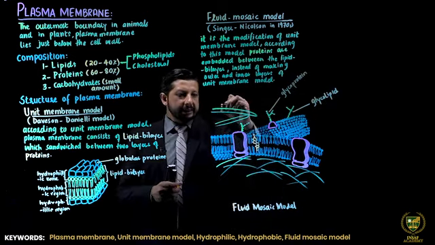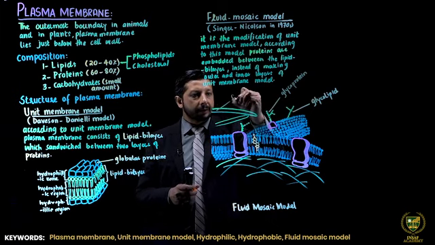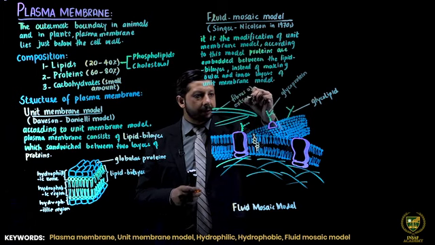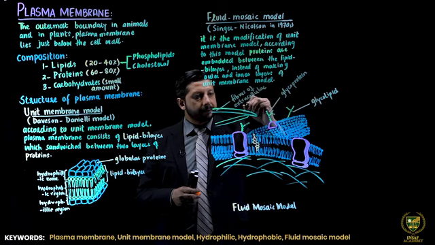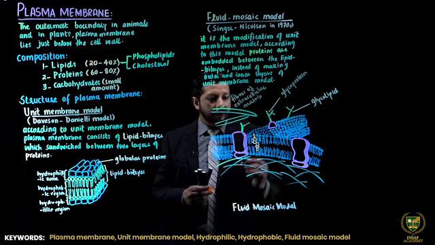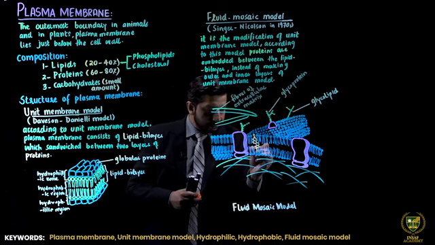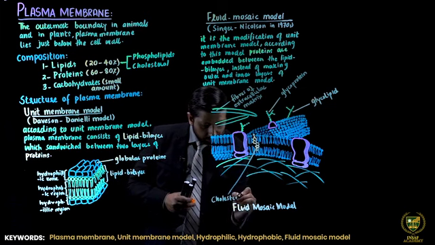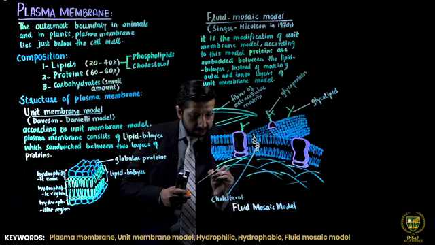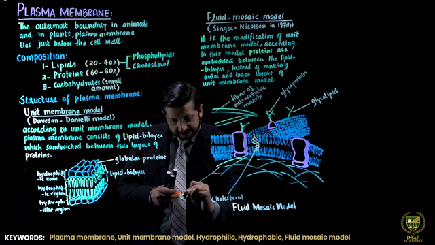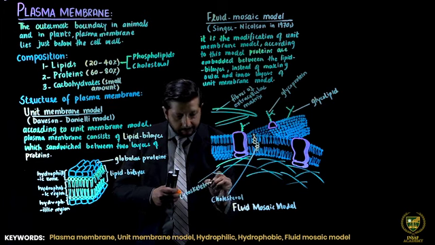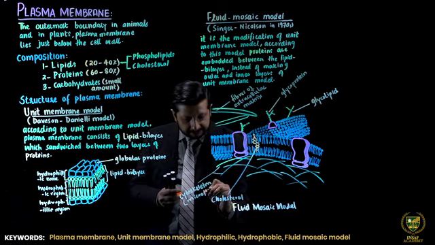Clear? And these are the fibers of extracellular matrix. And this one is cholesterol. And these green fibers, these are the cytoskeleton. And basically these are the microtubules or microfilaments.